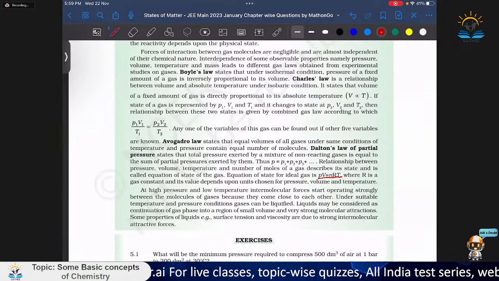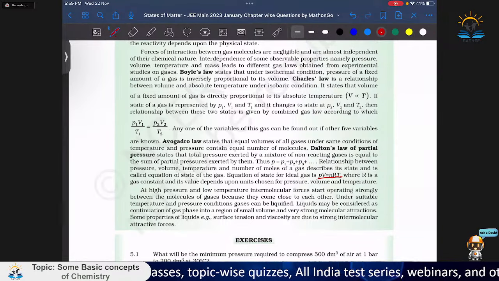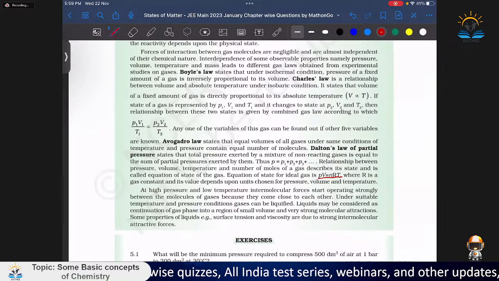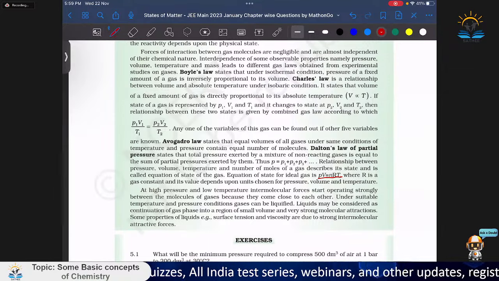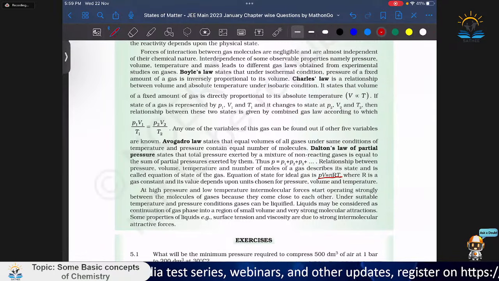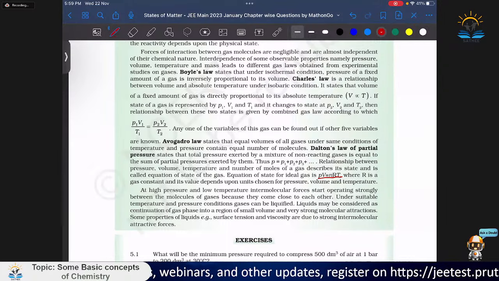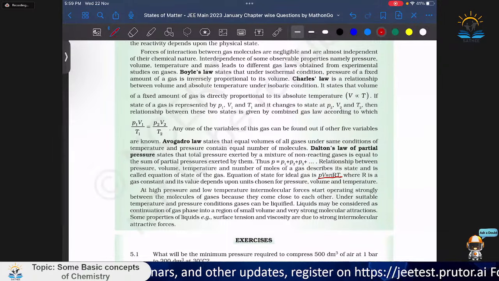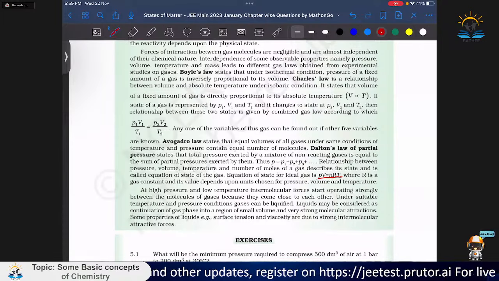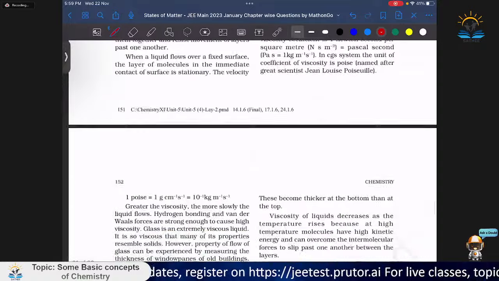Okay. Now, at high pressure and low temperature, these forces start operating strongly between gases and they come close to each other and form liquid. At suitable temperature and pressure conditions, gases can be liquefied. Liquids may be considered as continuation of gas phase into a region of very small volume and very strong intermolecular attraction. Some properties of liquid, for example, surface tension and viscosity, are due to strong intermolecular forces of attraction.